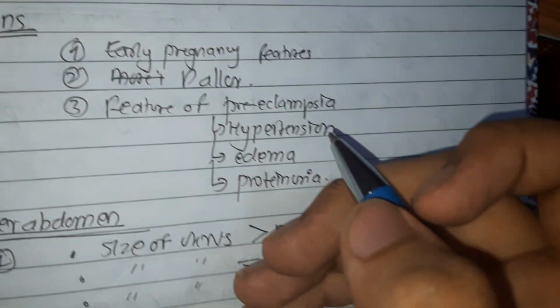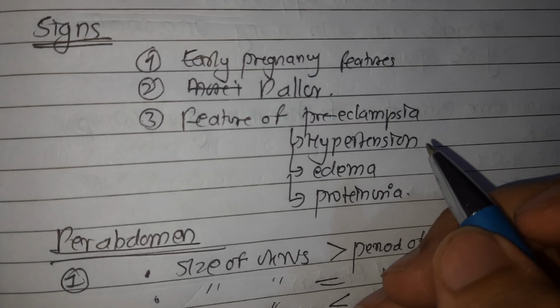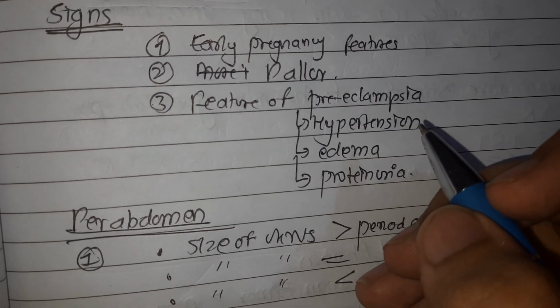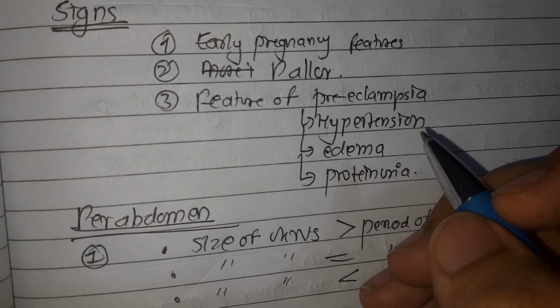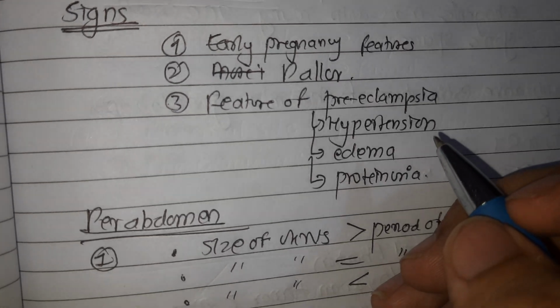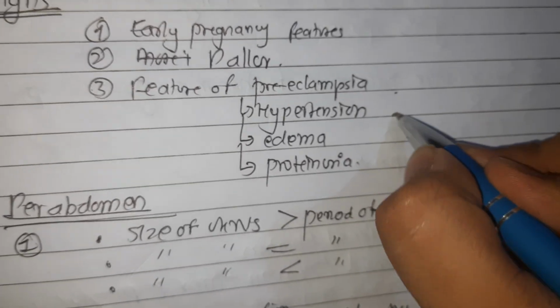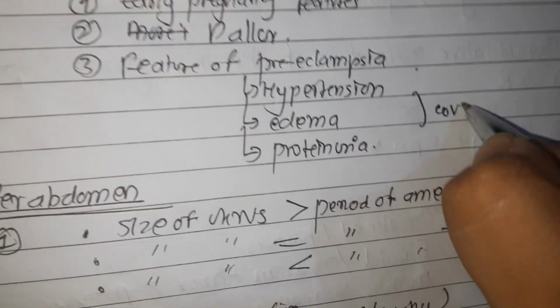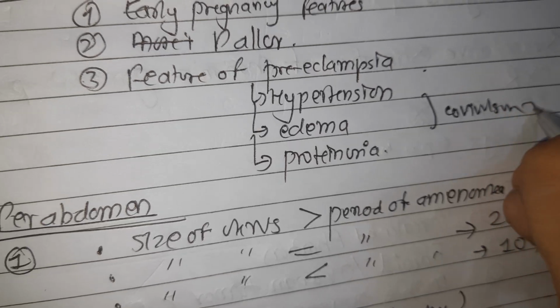The features of preeclampsia like hypertension, edema, with or without proteinuria are present in about 50% of the cases. On rare occasions, convulsion may occur. This may be rare. There can be eclampsia.